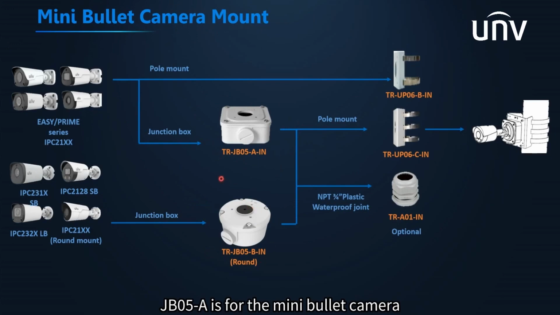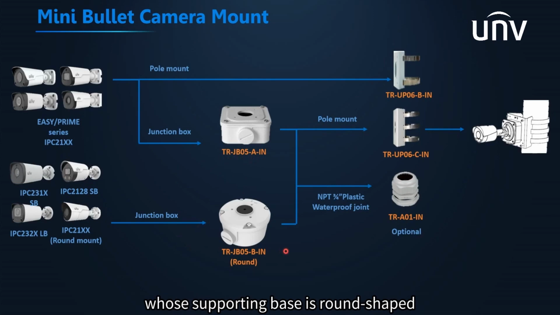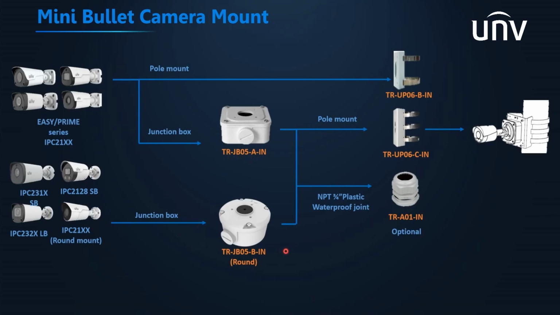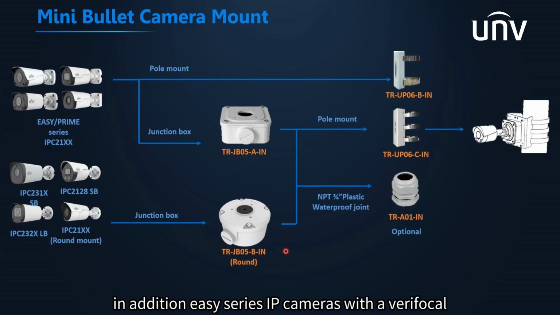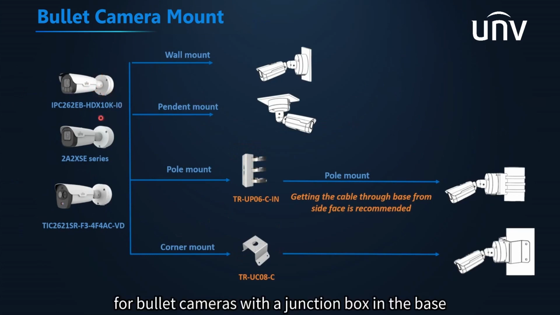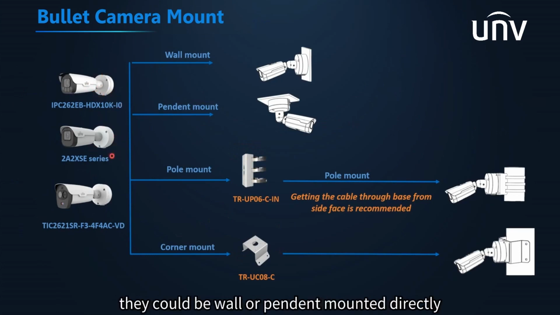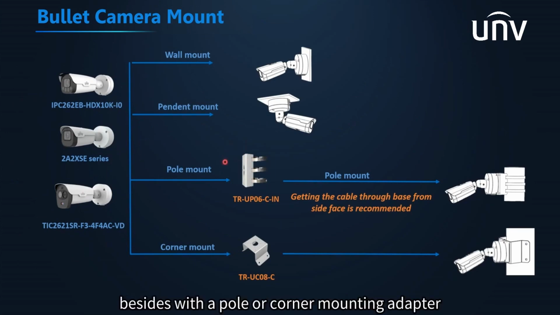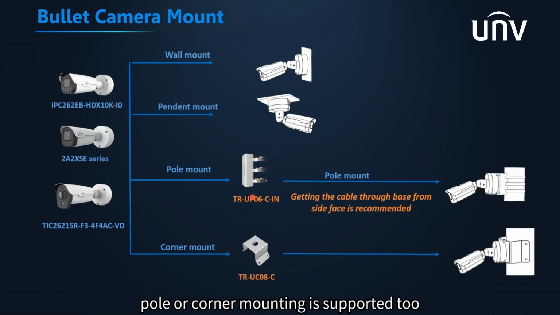JB058 is for the mini bullet camera that has a square-shaped supporting base, which commonly has a fixed lens and does not support Light Hunter. The other is for mini bullet cameras whose supporting base is round-shaped, which generally have a fixed lens with Light Hunter supported. In addition, Easy Series IP cameras with a varifocal have a round-shaped supporting base as well. For bullet cameras with a junction box in the base, they could be wall or pendant mounted directly. Besides, with a pole or corner mounting adapter, pole or corner mounting is supported too.